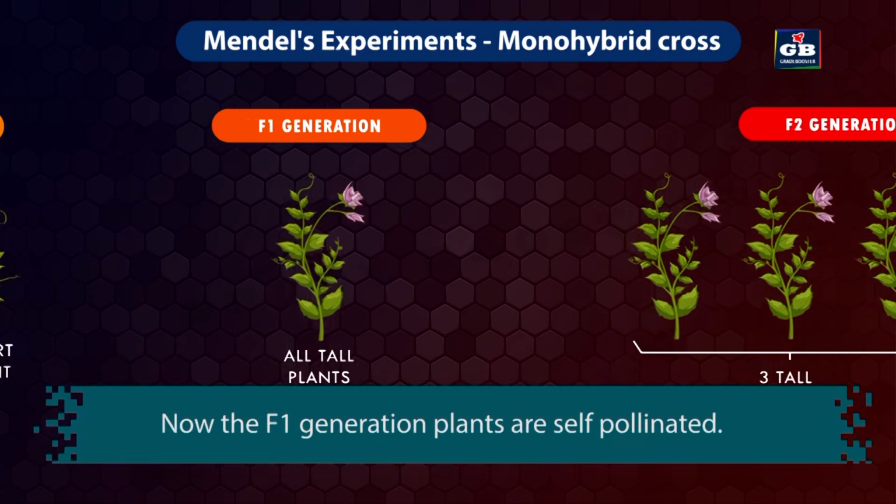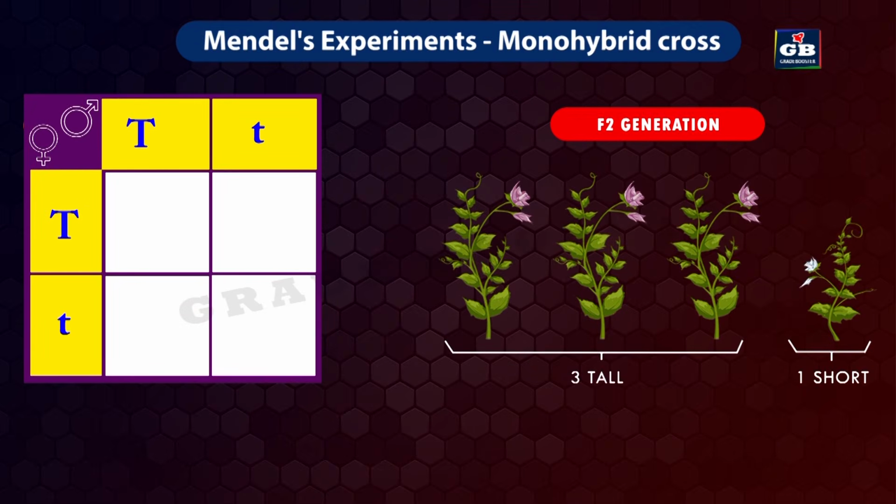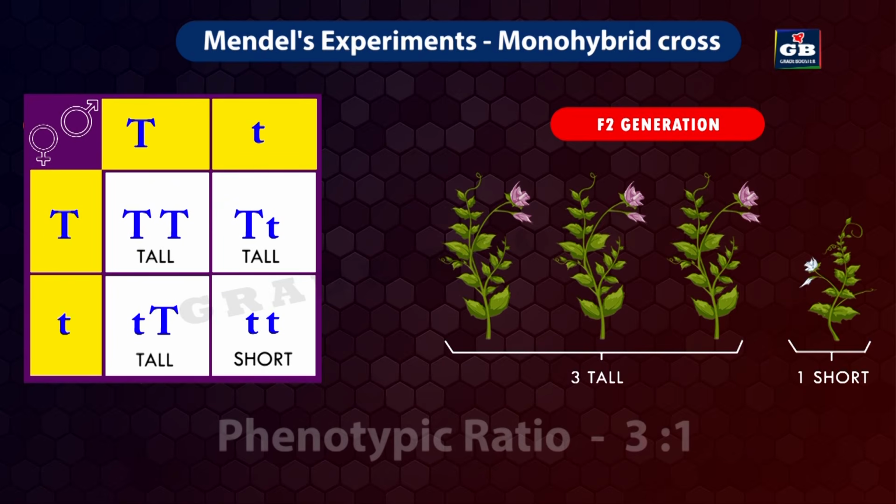Now these F1 generation plants are self-pollinated. Let us understand the outcomes with the help of a Punnett square. The possible combinations of the F2 generation are like this: capital T, capital T; capital T, small t; capital T, small t; small t, small t. So here, out of these 4 possible combinations, 3 of them are tall and 1 is short. So the phenotypic ratio of the F2 generation is 3:1.